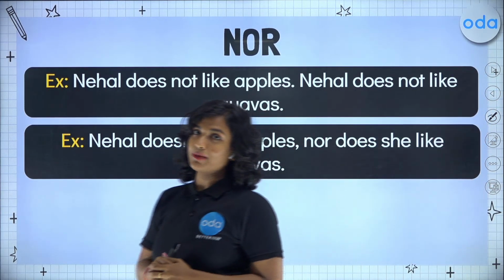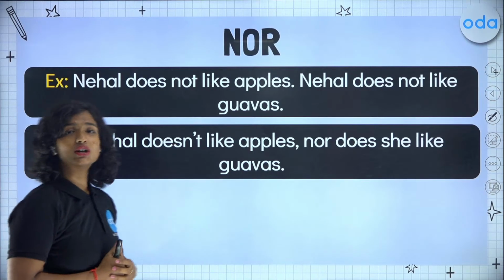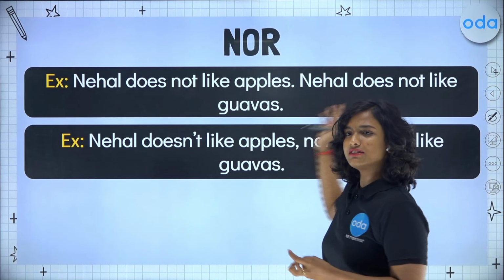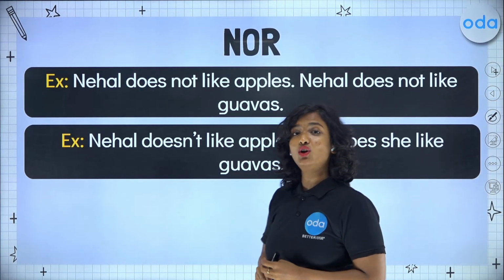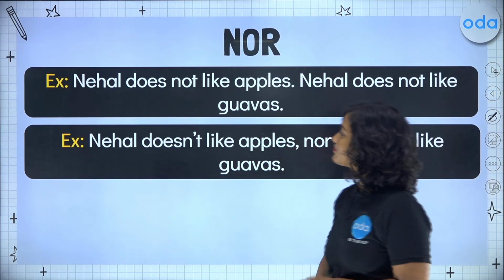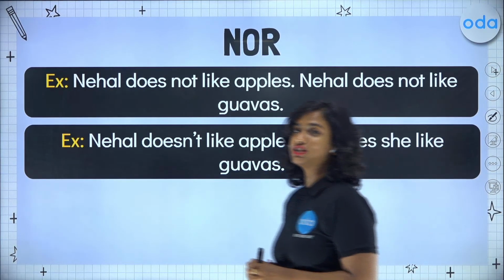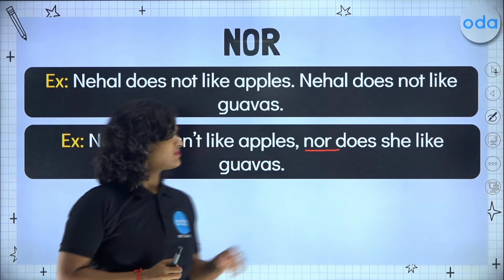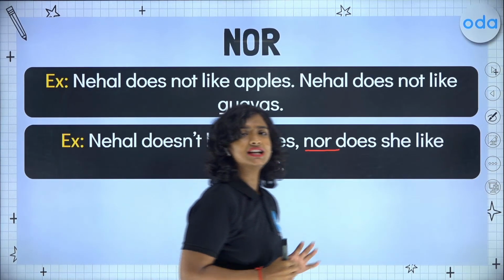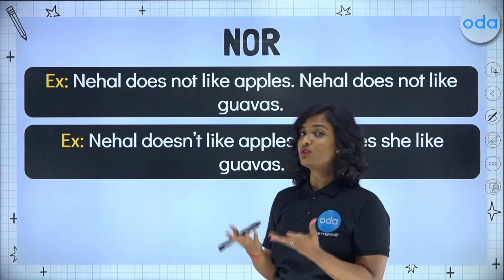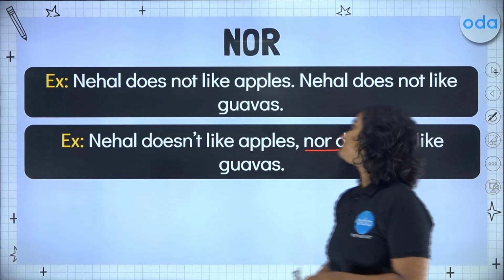Nehal does not like apples. Nehal does not like guavas. So here you see once again two negatives. So let's use our word nor to join these two sentences. Nehal doesn't like apples, nor does she like guavas. Students, I hope you've understood this part. It is used when you want to connect contrasting ideas or when you want to connect two negatives as well.